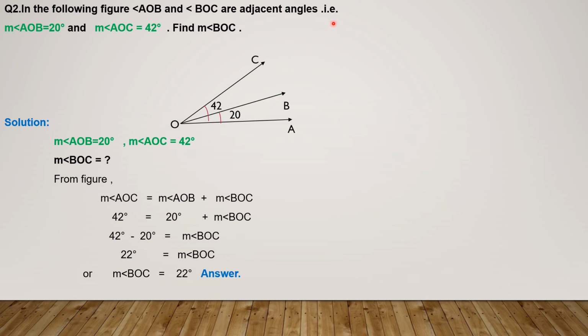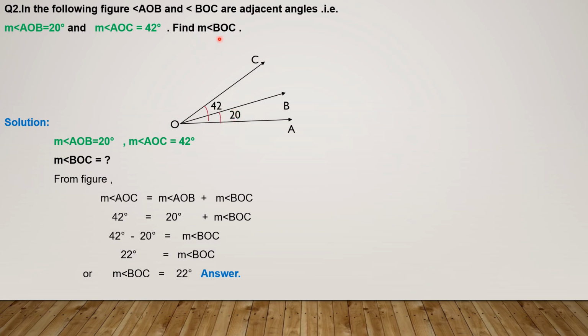Now measurements are also given to you. Angle AOB is 20 degree. This small angle AOB is 20 degree. Angle AOC is 42 degree. The big angle that contains both the adjacent angles, that is angle AOC. This big angle is 42 degree. It is containing the 20 degree inside it. Got it?